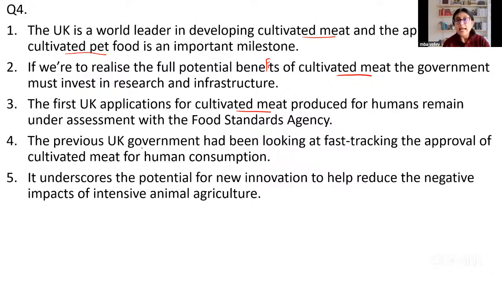Sentence 4 says the previous UK government had been looking at fast tracking the approval of cultivated meat for human consumption. Okay, human consumption के बारे में बात हो रही है. अभी तक हम सिर्फ cultivated meat के बारे में बात कर रहे थे. Sentence number 5 says it underscores the potential for new innovation to help reduce the negative impacts of intensive animal agriculture.